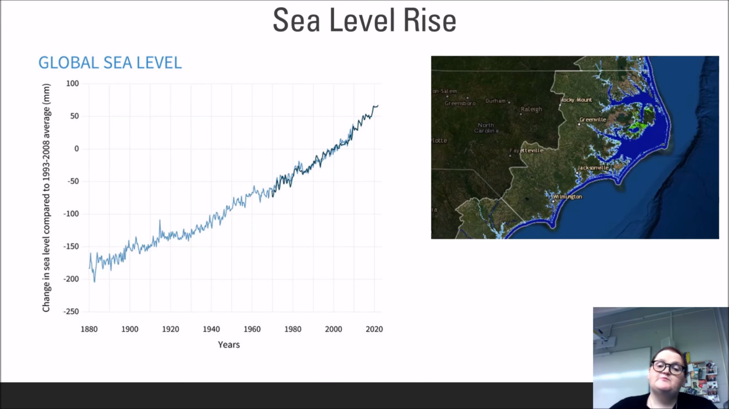To put this into perspective, the map shows the coast of North Carolina as it exists today, outlined in blue. A 1 foot or 30.5 centimeter increase in sea level along the North Carolina coast would completely flood up to around 93 miles. In short, Fayetteville would become beachfront property.